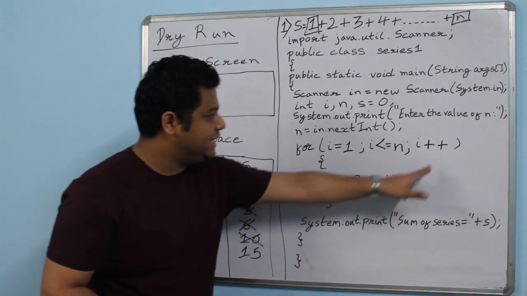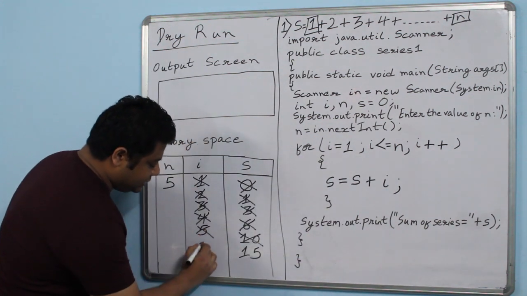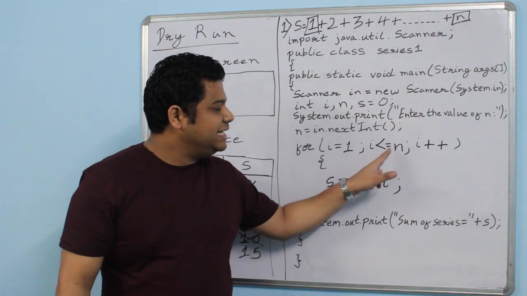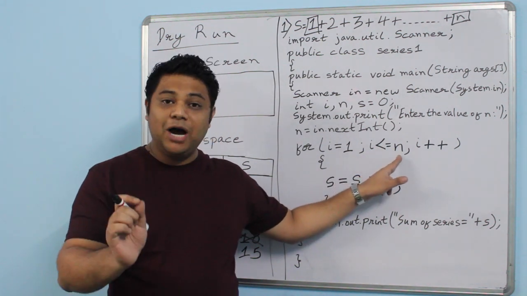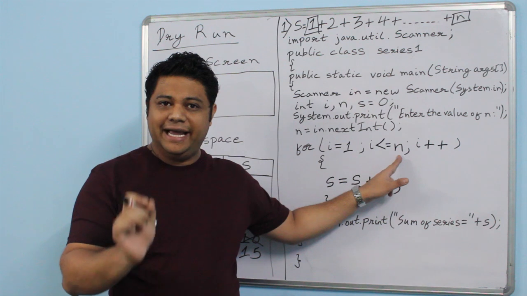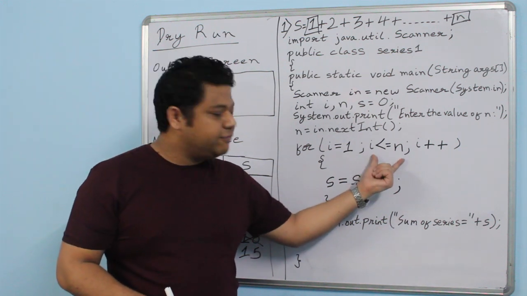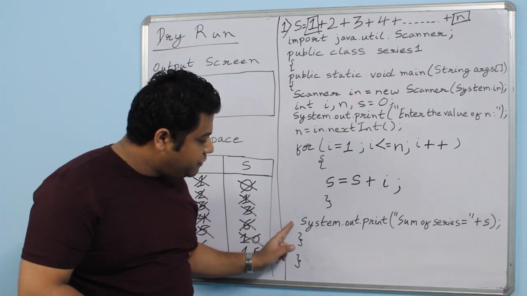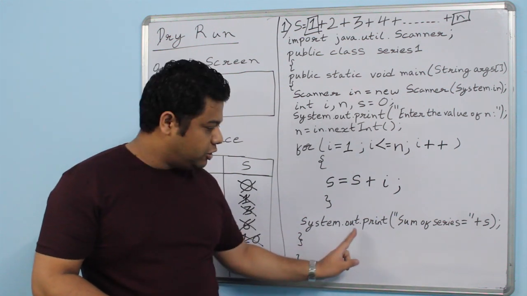Now again the value of I increases, the value of I becomes 6. Now over here 6 is less than or equal to 5. Now the condition over here becomes false. And as you all already know, if the condition of the for loop is false, we come out of the loop. After you come out of the loop, what do we have? We have an output operator, System.out.print.